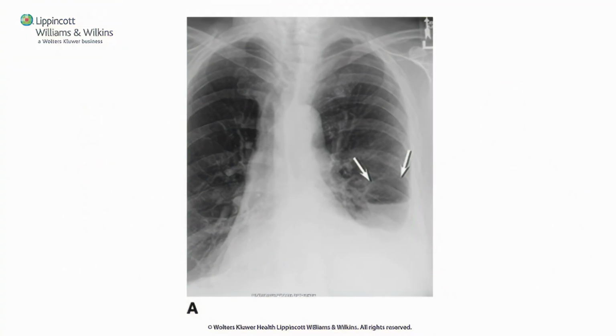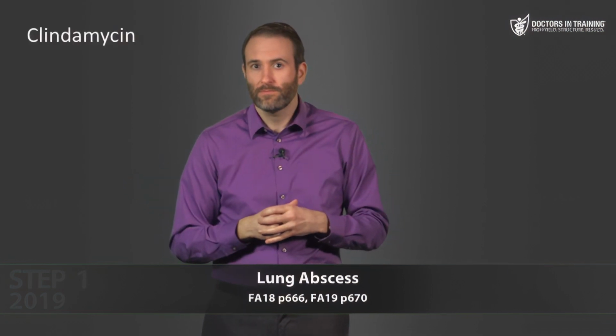Now on imaging, you might see air fluid levels and cavitations. Imagine just a great big ball of pus in your lung. It's really not very pretty. So what's going to be the first line treatment for an abscess? Well, of course, you want to identify the specific bacteria, but empirically, since we're dealing with anaerobes, you're probably going to start with something that will treat anaerobes, something like clindamycin.